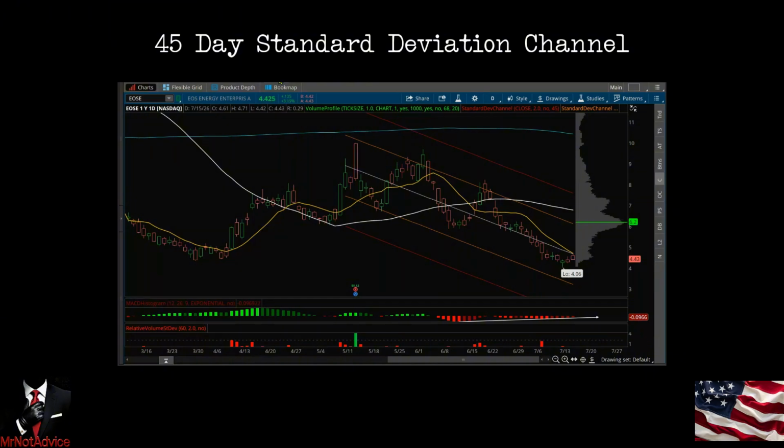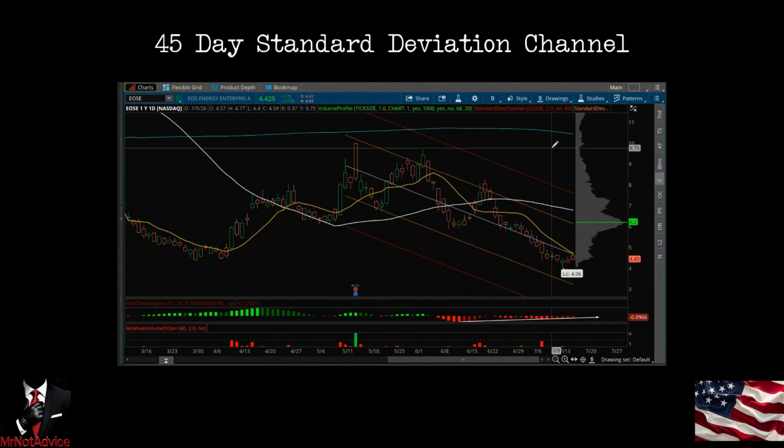Whether you use a 30-day standard deviation channel or a 50-day one, the shorter the time frame, the faster the indicator is, but it's also more prone to giving you false confidence. So it's about finding the sweet spot in the middle. And over 28 years, I have found the 45-day to be excellent for what we do.